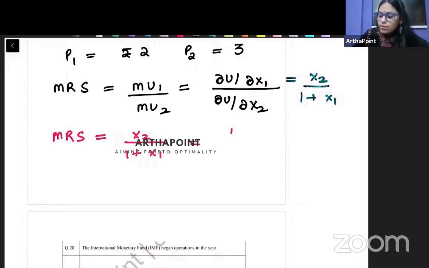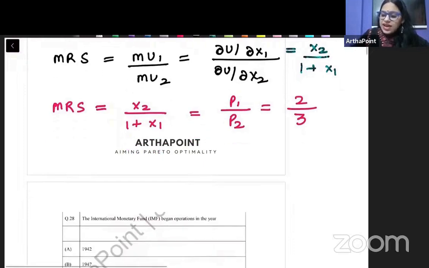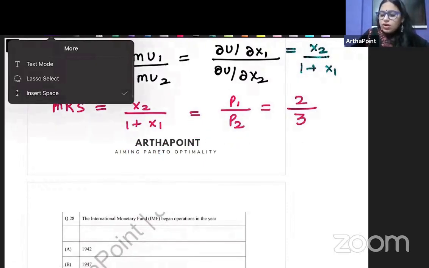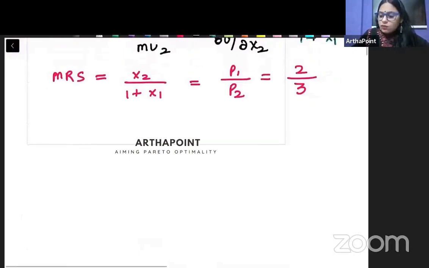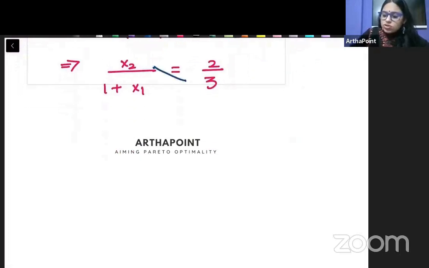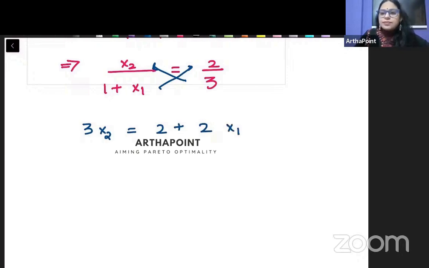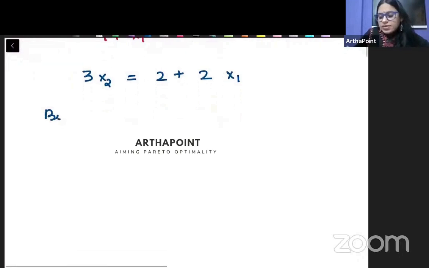What is your price ratio? MRS को हम equate करते हैं P1 by P2 से. Price of good 1 is given to us as 2. Price of good 2 is given to us as 3. So when I solve this equation, what will I get? I will get x2 divided by 1 plus x1 is equal to 2 by 3. Beta cross multiply karo. Just cross multiply. You will get 3x2 is equal to 2 plus 2x1. Right? Achha.